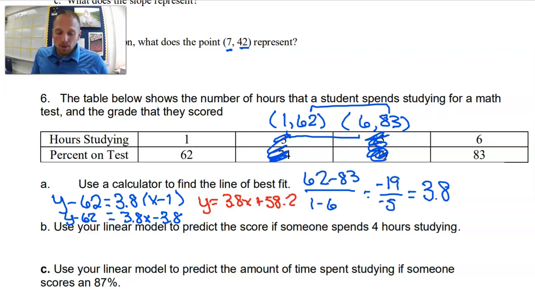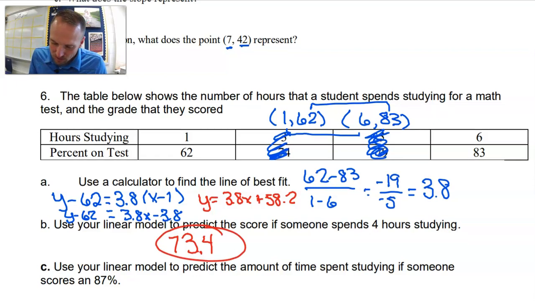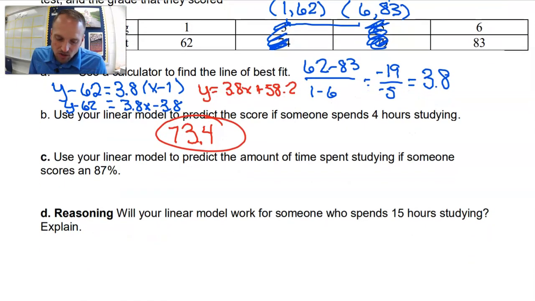Okay? Letter B. Use your linear model to predict the score if someone spends 4 hours studying. Well, 4 hours, that's our x, so all I have to do is put 4 in for x in that equation, and let's see what we get. So we get 3.8 times 4 plus 58.2 equals 73.4. 73.4 is the answer.